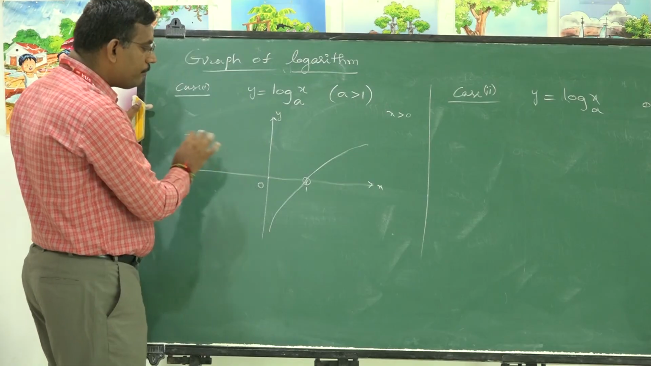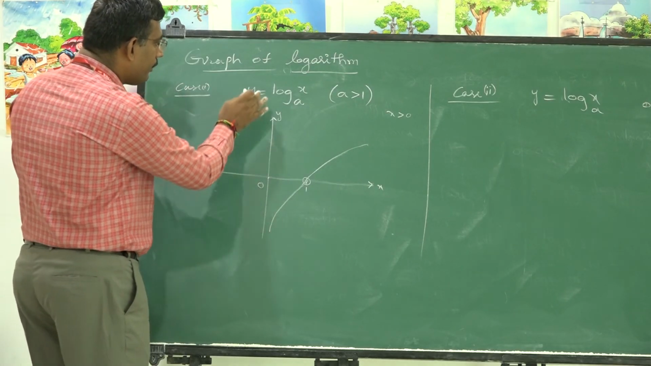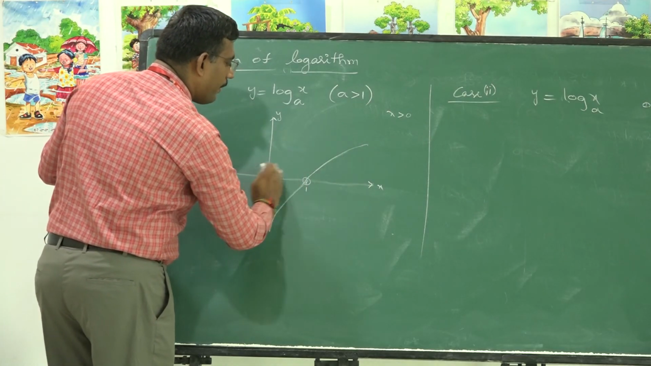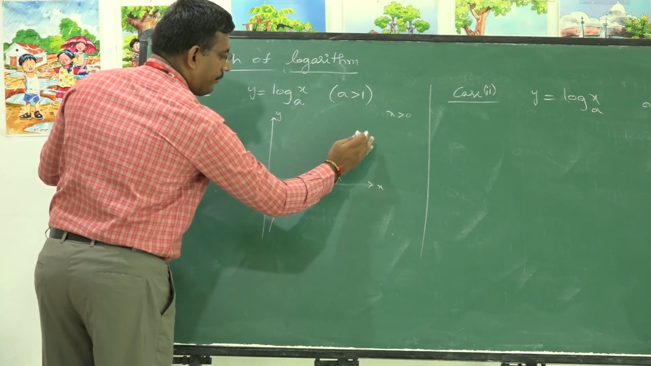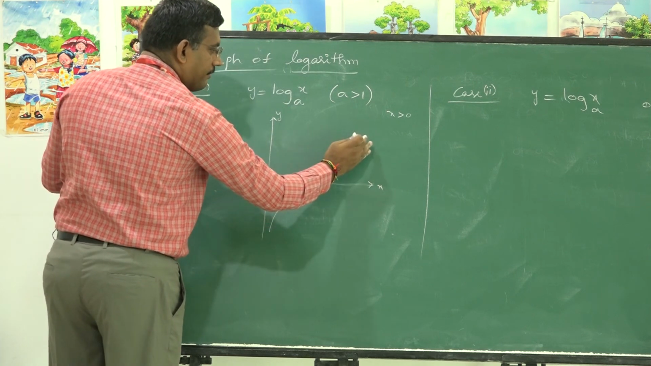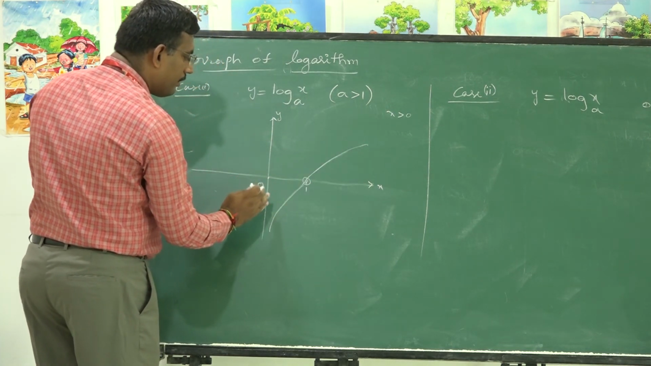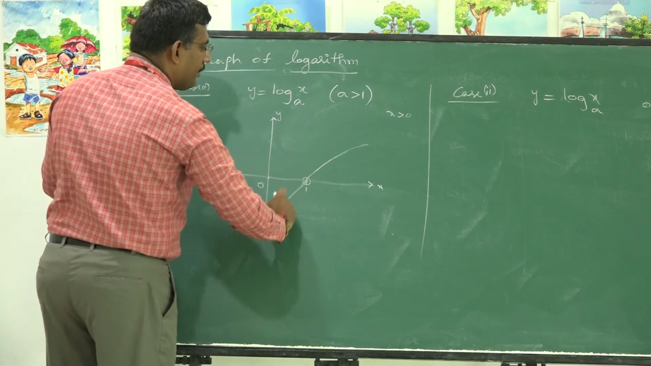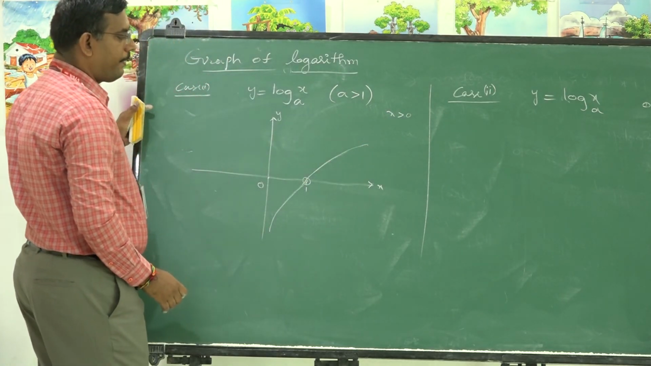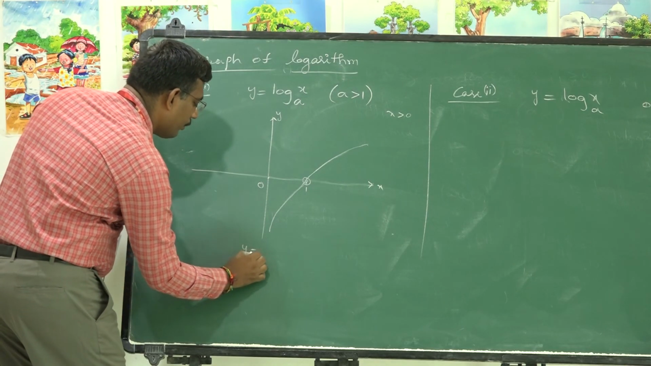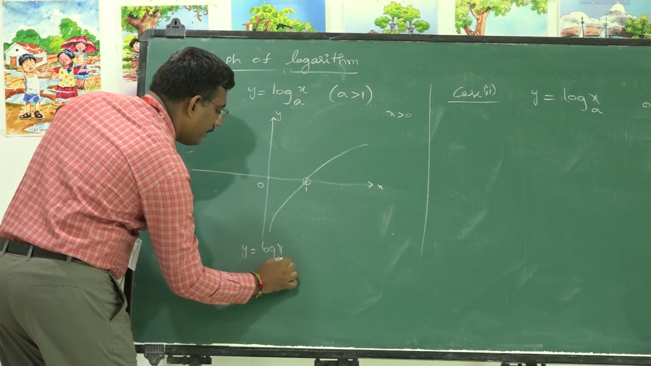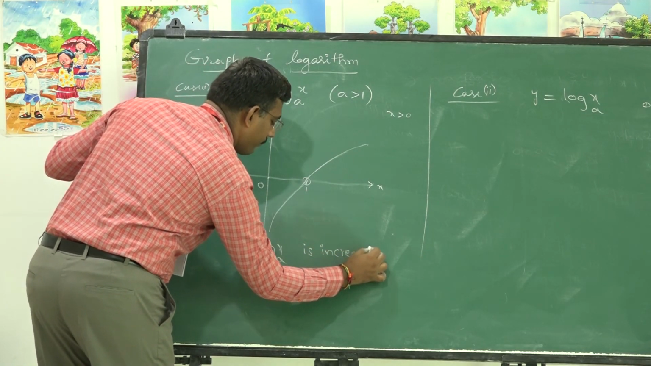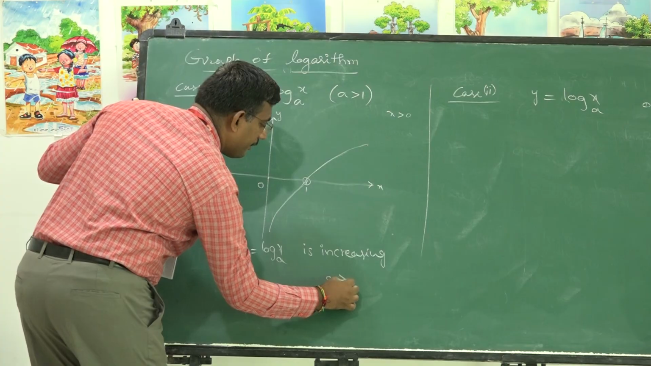So clearly we observe that the graph of the function y is equal to log x base a, when a is greater than 1, from left to right is increasing. The function is an increasing function. We observe the graph always from left to right. So the graph of the function is increasing. So y equal to log x base a is increasing when a is greater than 1.